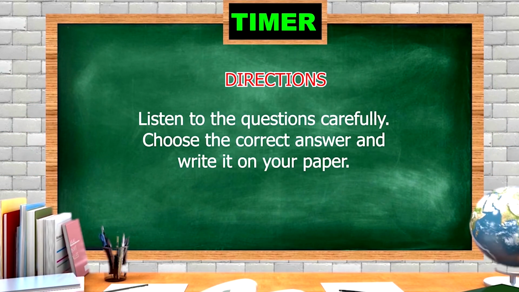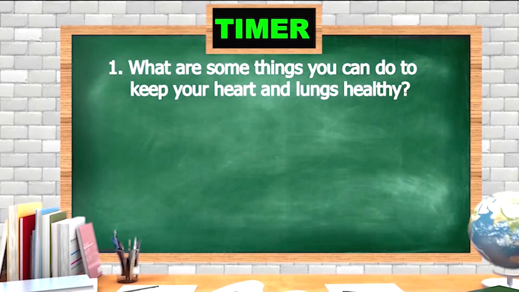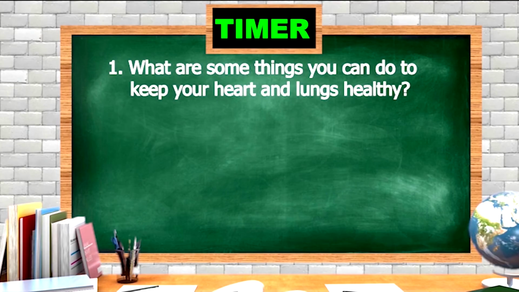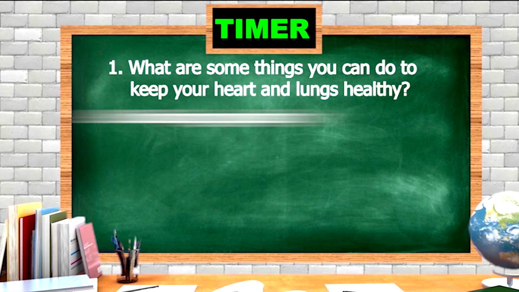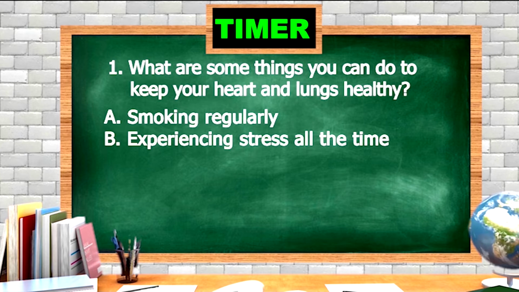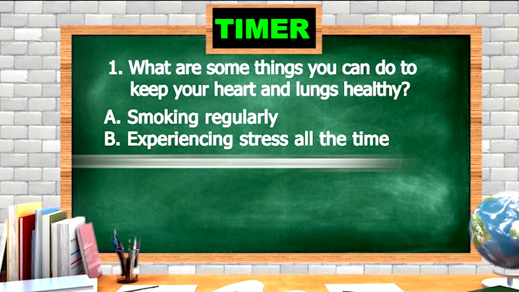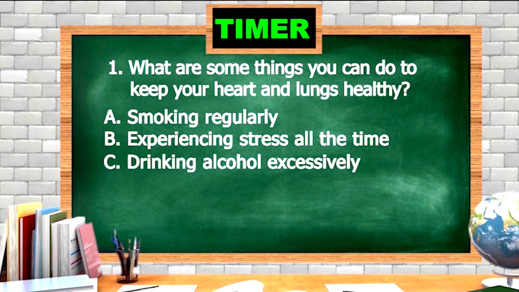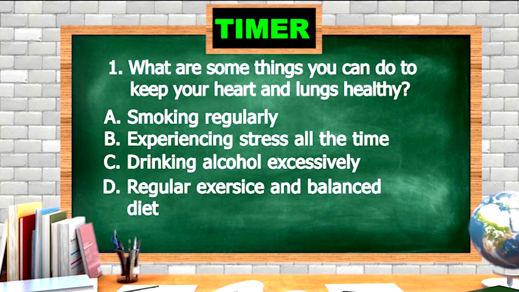Directions. Listen to the questions carefully. Choose the correct answer and write it on your paper. Number 1. What are some things that you can do to keep your heart and lungs healthy? A. Smoking regularly. B. Experiencing stress all the time. C. Drinking alcohol excessively. D. Regular exercise and balanced diet.